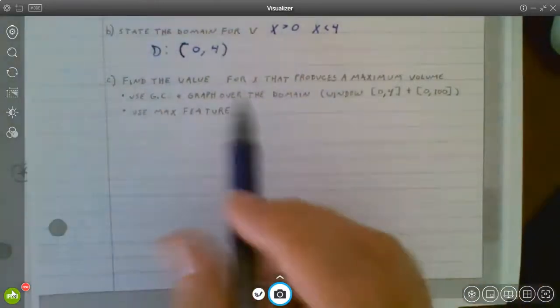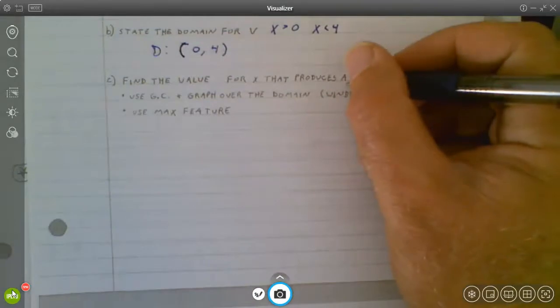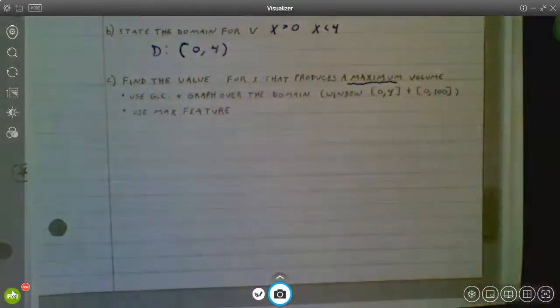All right, so find the value for x that produces the maximum volume. This is going to become one of those super key calculus things that we're going to get into later when we do derivatives, when we discuss maximums and minimums, a super strong link to our calculus stuff. So for now, since we're not into the calculus portion yet, we're going to take advantage of our graphing calculator to help us find that answer instead.